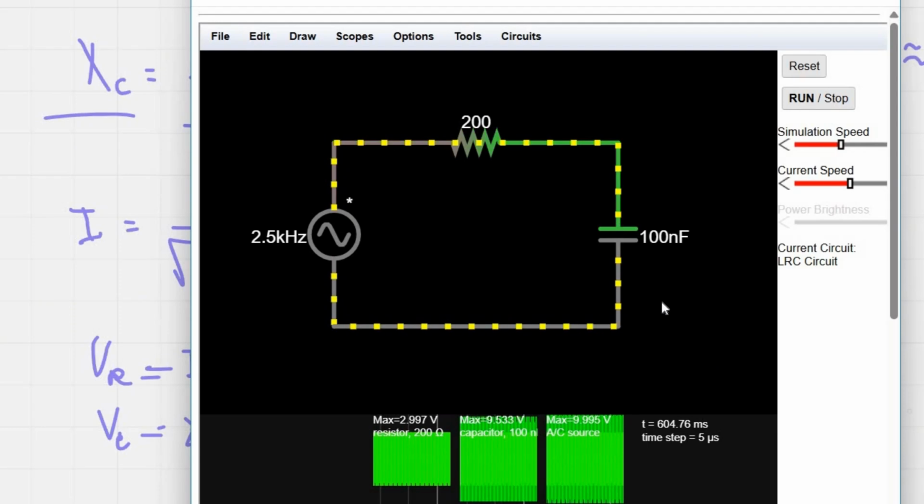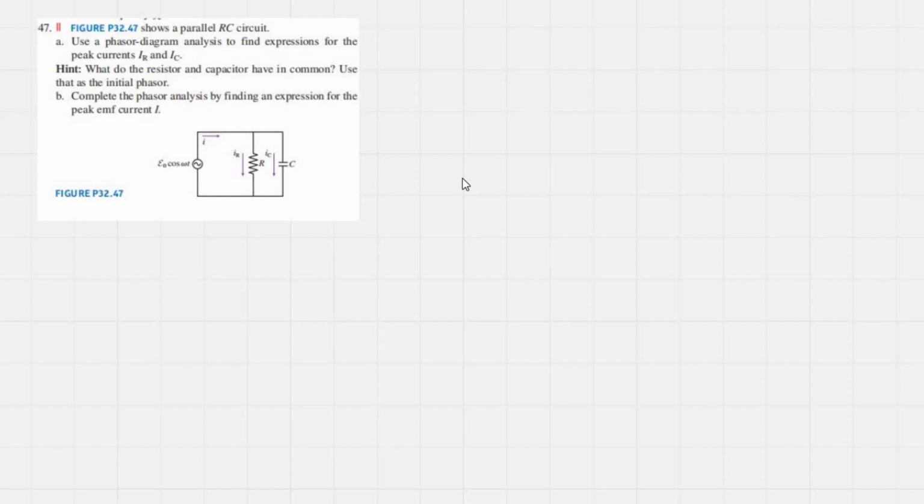So let's move to the next problem. Here is our next problem. The figure shows a parallel RC circuit with an alternating current source.